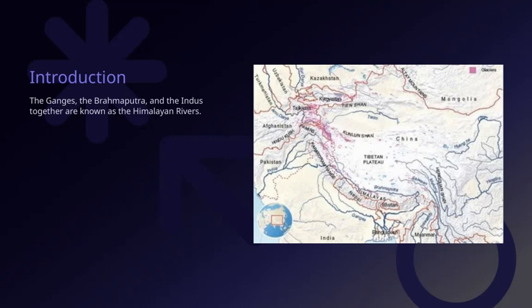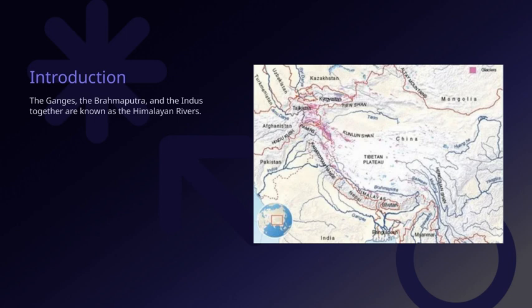Let's talk about the introduction. The Ganges, the Brahmaputra, and the Indus are collectively known as the Himalayan rivers. These three rivers are incredibly important, not just geographically, but culturally and economically as well. They all originate from the Himalayan region and flow through different parts of South Asia, supporting millions of lives along their banks. Understanding these rivers helps us grasp the broader picture of the region's geography, their vital role in agriculture, and their significance in shaping civilizations.